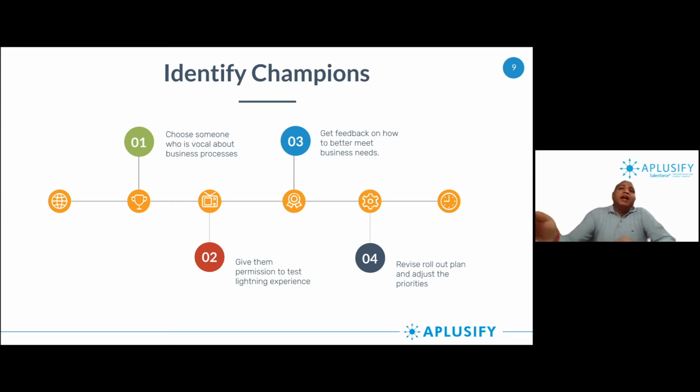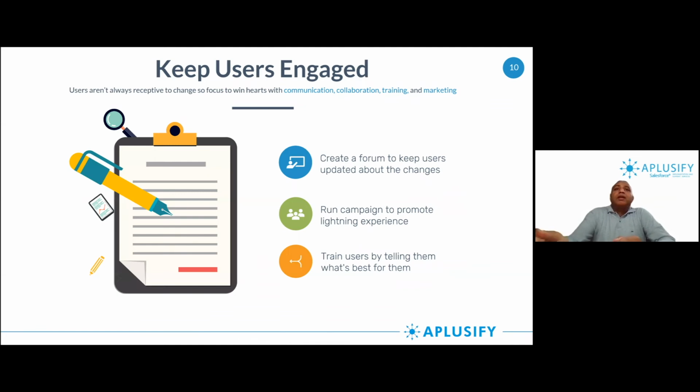Okay, that will actually help you in getting a system which has less issues. Now, how do you keep the other users engaged? So you have got the champion who is already validating your system, but there are other users as well, right, who would be using the system. Now, how to keep them engaged?